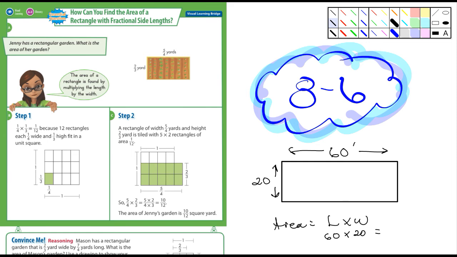Well, what's 6 times 2? That's 12. And then there's 2 zeros we didn't account for, and we can add those in. So I could just put A equals 1,200 feet square. Okay, so remember when you talk about area, this is something I don't think I've emphasized before.